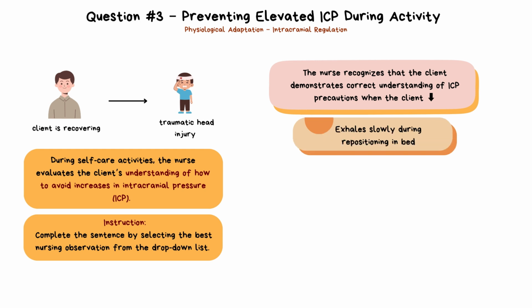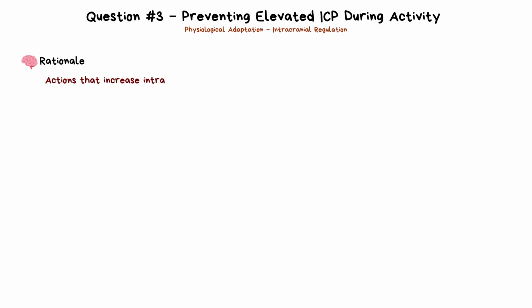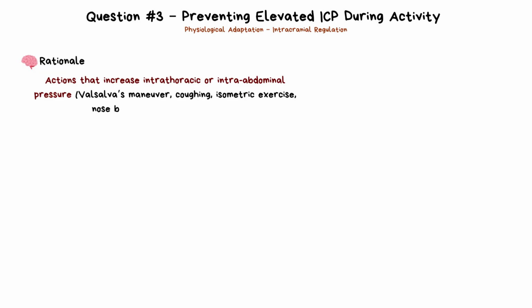If you chose option 4, exhales slowly while repositioning in bed, that's correct. Here's why. Any activity that increases intrathoracic or intra-abdominal pressure, like coughing hard, holding your breath, blowing the nose, or doing isometric exercises, also increases intracranial pressure. It's the same Valsalva mechanism that traps blood in the chest and sends pressure upward into the skull.